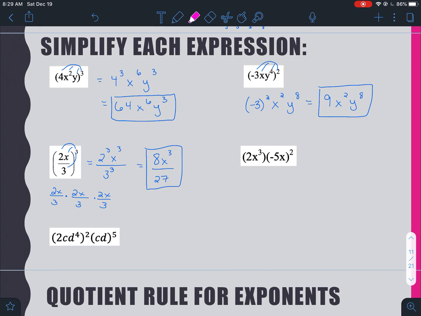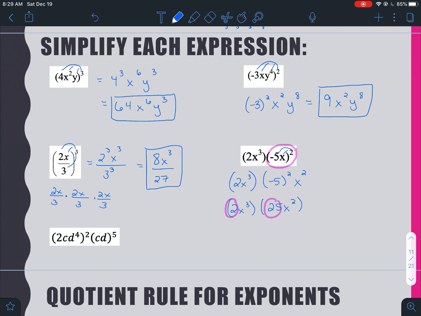2x to the 3rd, negative 5x squared. Well, order of operations says we need to do exponents first. So we've got to do negative 5x squared first. So both of those will get the 2, sorry, the 2 is an exponent. So we get 2x to the 3rd. And this would be negative 5 squared and then x squared. So this would be 2x to the 3rd times 25x squared.